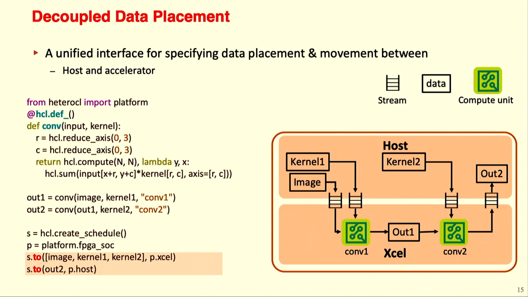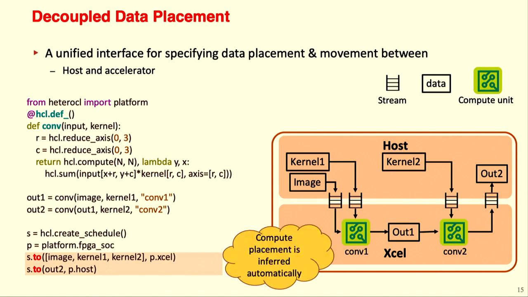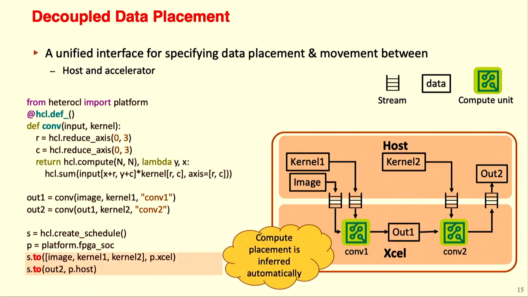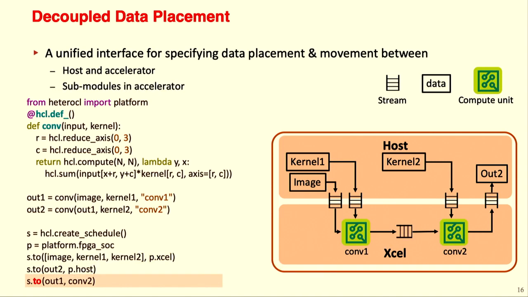Of course, we need to generate the right streaming and on-chip buffers to handle this. But the nice thing is we can make use of this interface to specify the data movement within the modules on the same chip as well. If you have two convolution engines on the FPGA chip, you can specify that we also want to do streaming across these two sub-blocks. Again, we can just do another .to. That's how we can enable full streaming between multiple modules on the same chip.